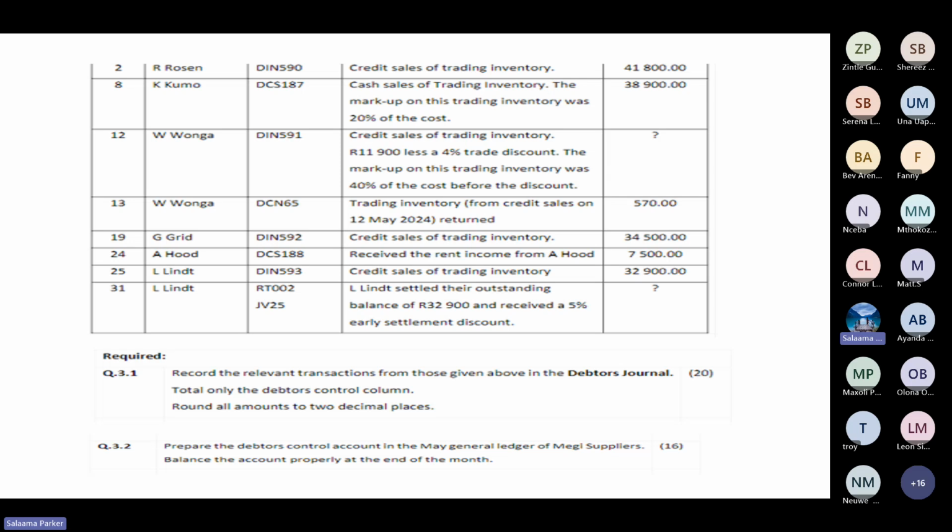So for the transaction on the 2nd and the transaction on the 19th and the 25th, we will use the 50%, but for the 8th and the 12th, we will have to use the specific markup that is given here to calculate our cost of sales. And always remember, we only use the markups for our cost of sales.